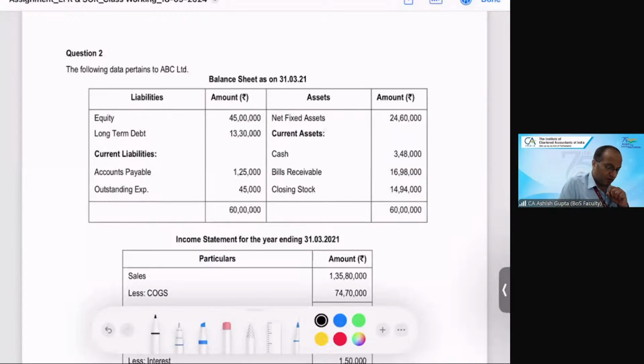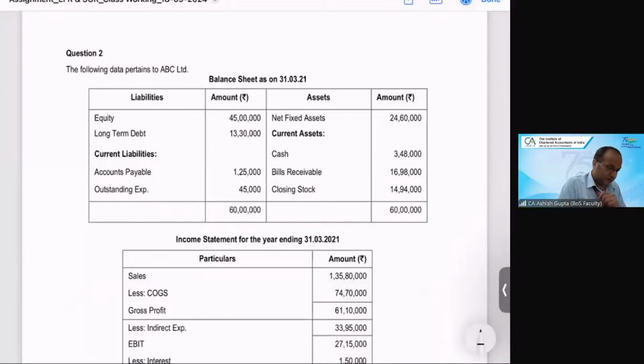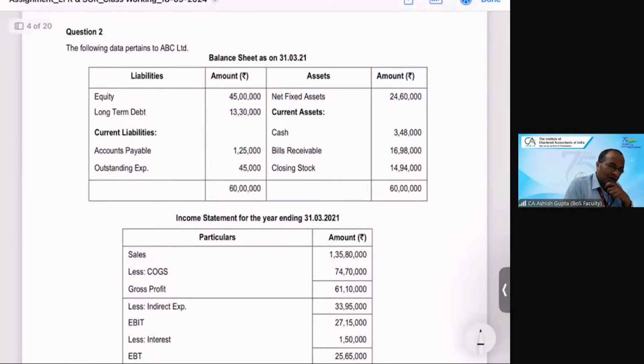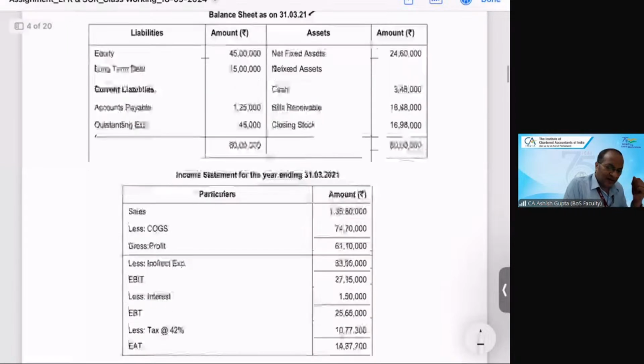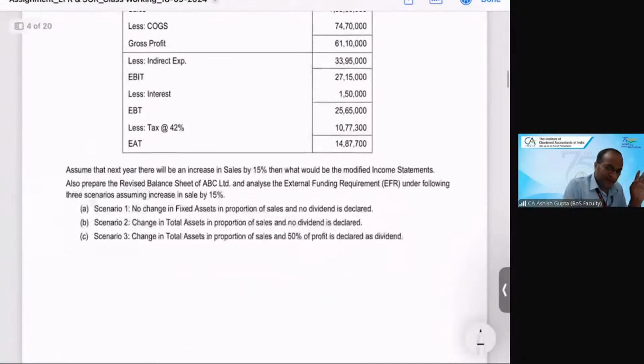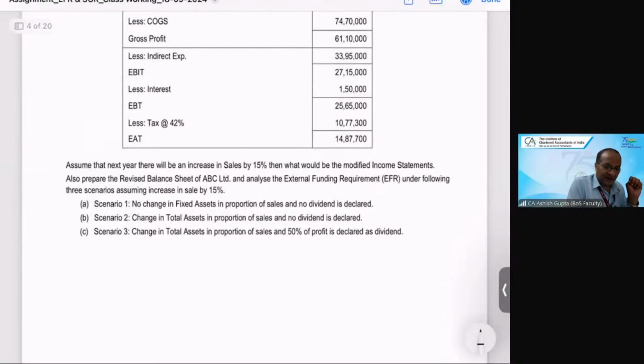Just read the question carefully. Now this question says the following balance sheet pertains to ABC Limited. Here it has been given to us. The balance sheet is there. Then the income statement for the current year has been given to us. Assume that next year the sale will increase by 15%. What will be the modified income statement?